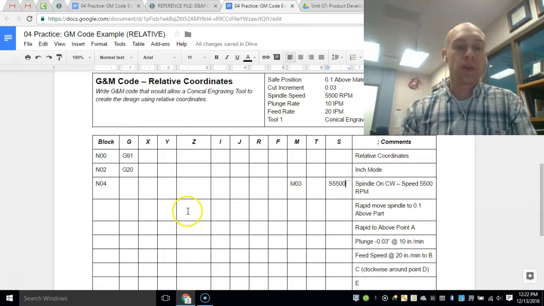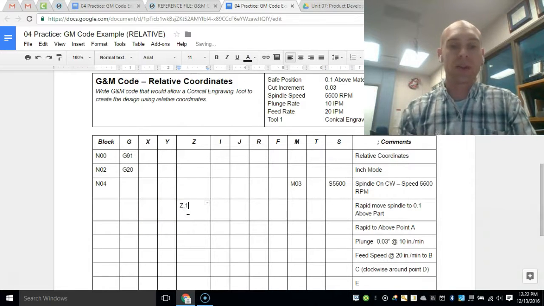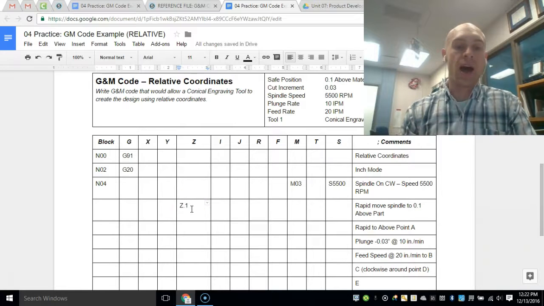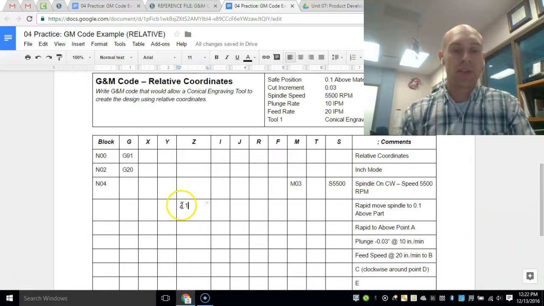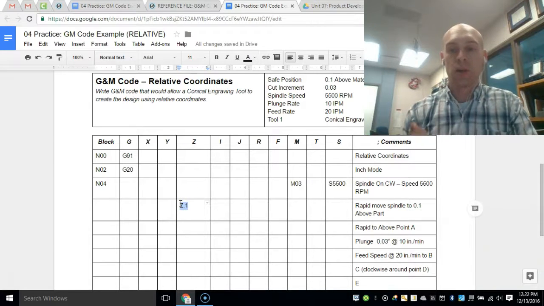Relative, if you tell this to move Z.1, it's going to move up 0.1. It does not know coordinates. It only says move in this direction, this distance. So if we do Z.1, it's actually going to raise it up to 0.2 because we're starting at 0.1. So we are already at this position. So I'm actually not going to do anything with this one.